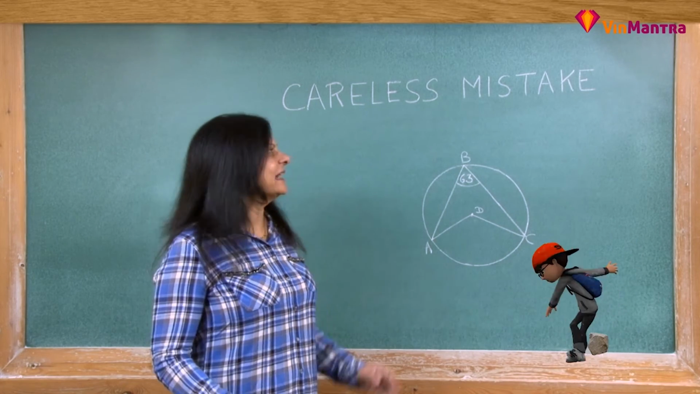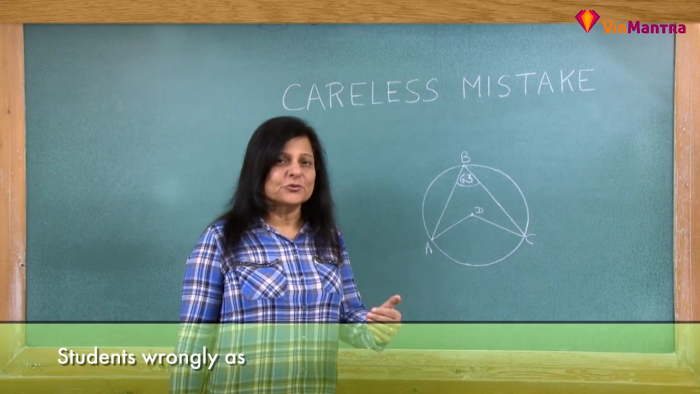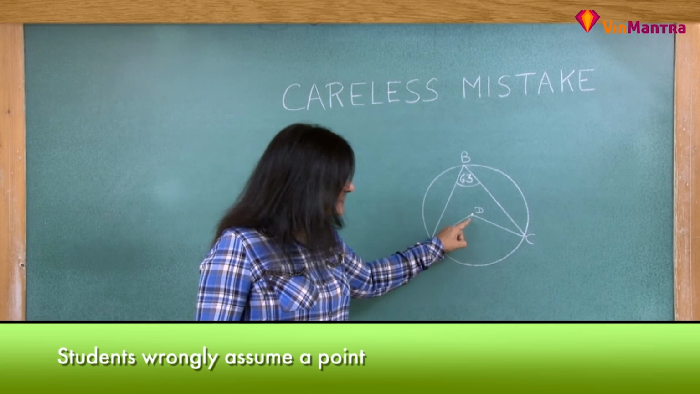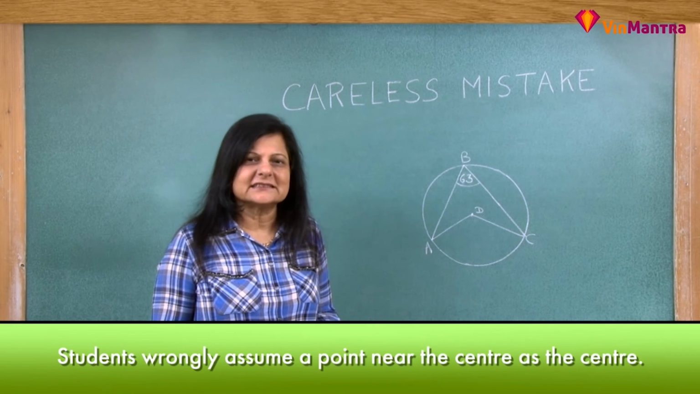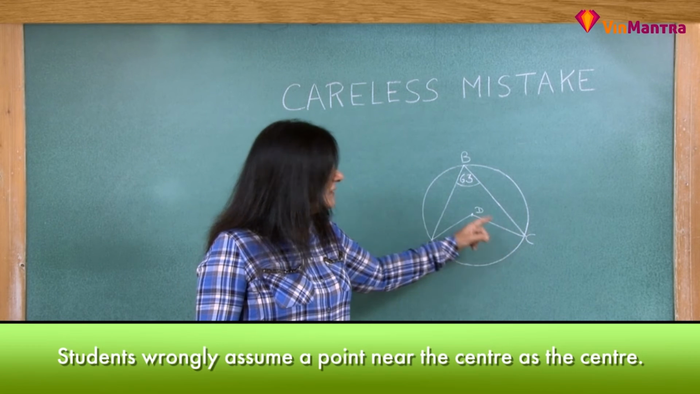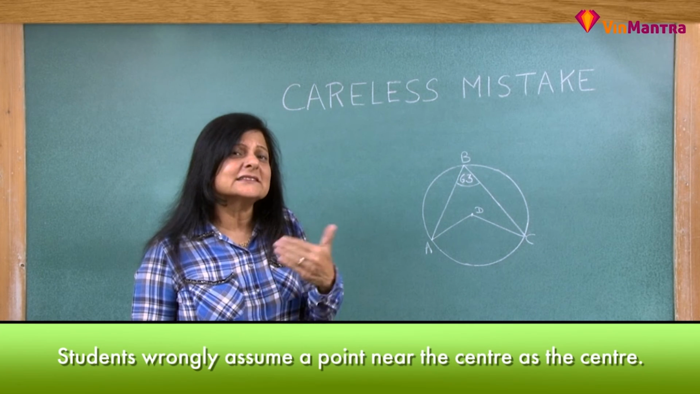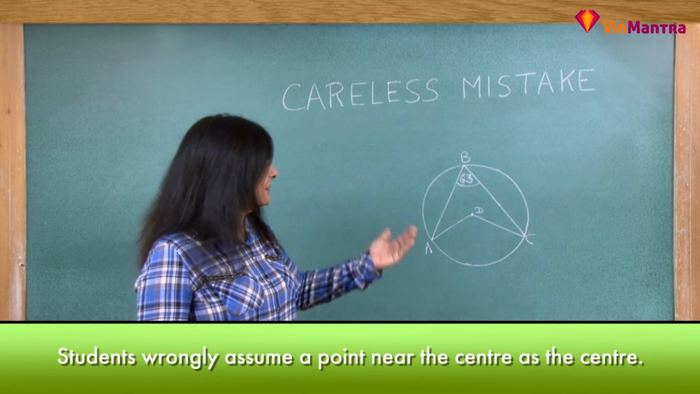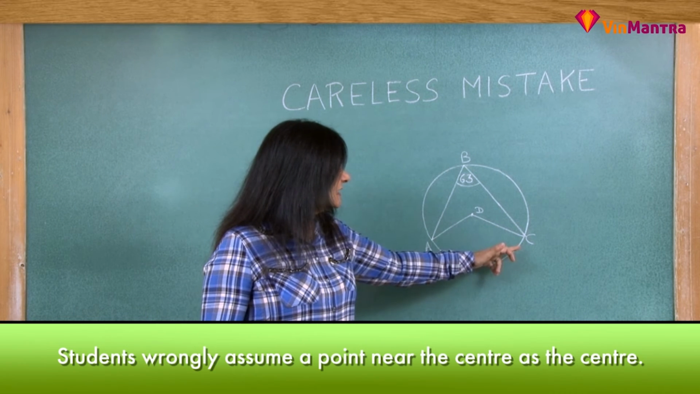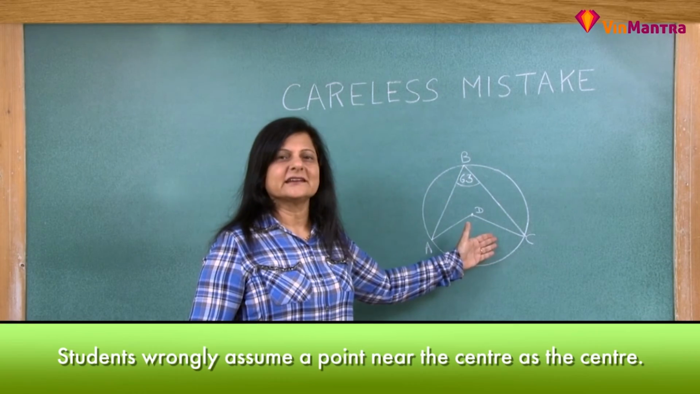Students often make this careless mistake. They assume a point near the center as the center. So, if angle ABC is given as 63 degree, they wrongly apply the circle theorem and mention angle ADC as 126 degree, double of 63.